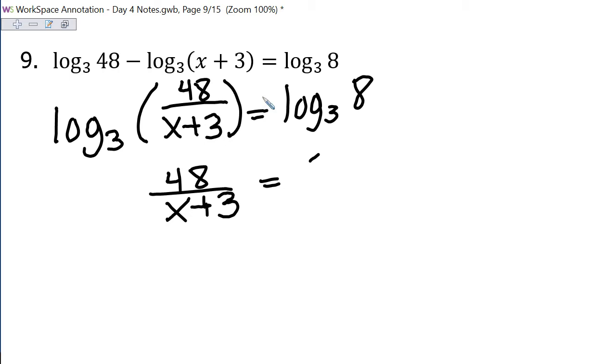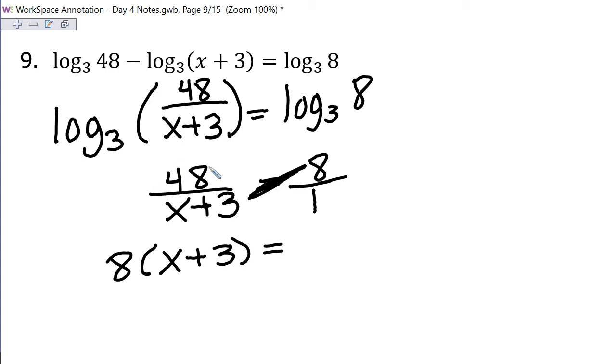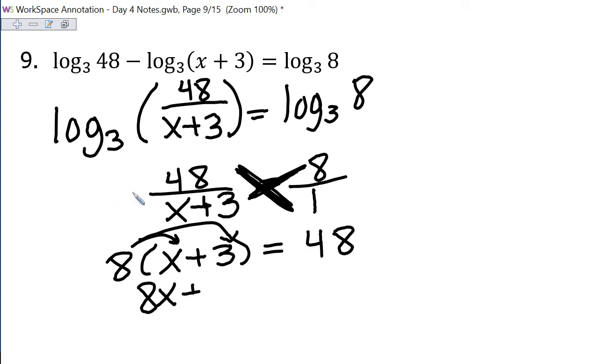Now to solve this, I would probably make this a proportion and put this over 1. And then I could cross multiply. So when I multiply on this diagonal, the 8 needs to be multiplied by x plus 3, which means we'll have to distribute. Set it equal to the other cross product. And on the second diagonal, what is 48 times 1? 48. Distribute the 8. What is 8 times x? 8 times 3. So 8x plus 24 equals 48.